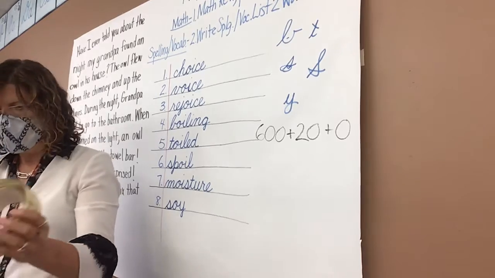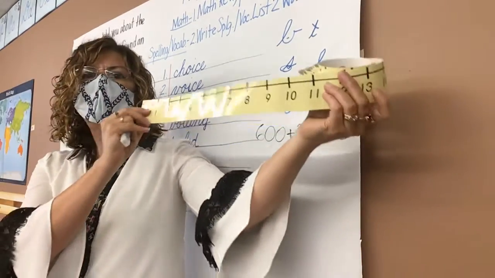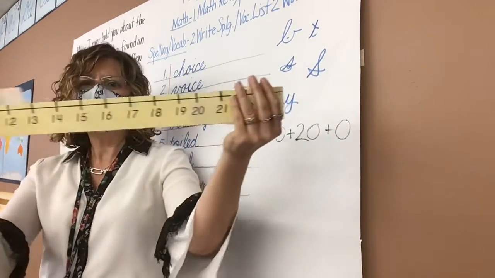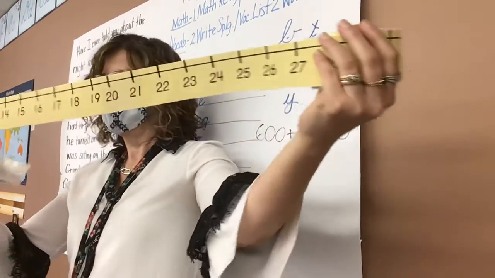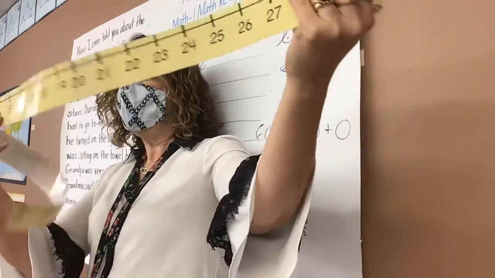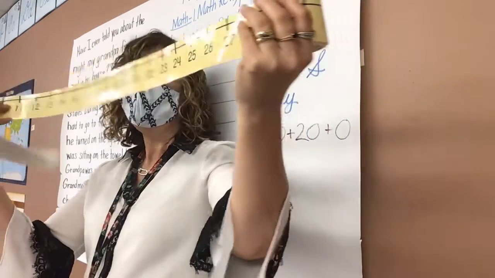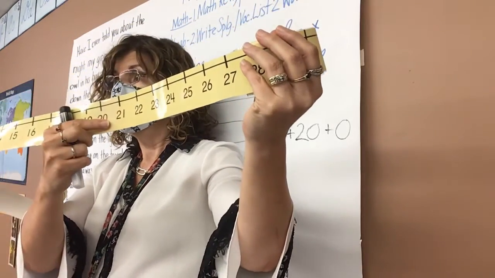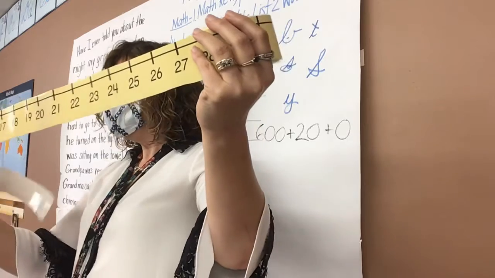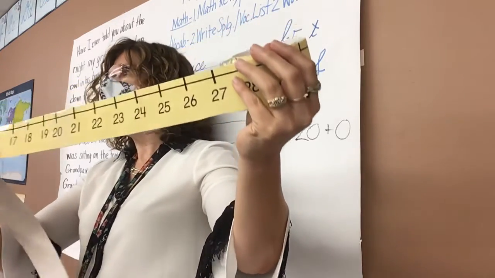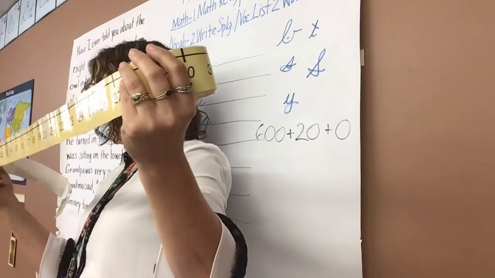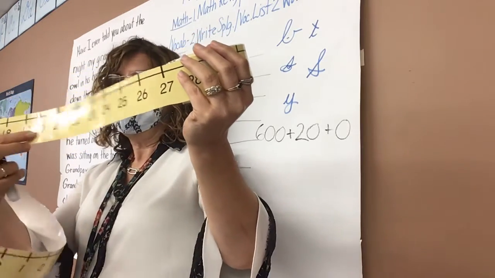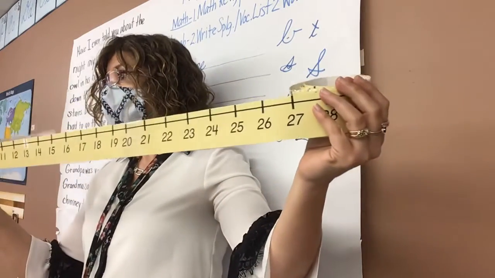Let me get this where my camera can see it. So 0 to 4 is closer to this end. Well, let's look from 10. Let's do it from 10 to 20. So 11 to 14 would be closer to the 10, and 15 to 19 would be closer to the 20. So if you're talking 1, 2, 3, and 4, you're going to go back to the former 10. If you're talking 5, 6, 7, 8, or 9, you're going to go up to the next 10.